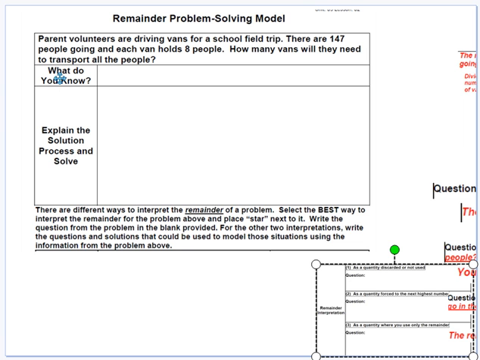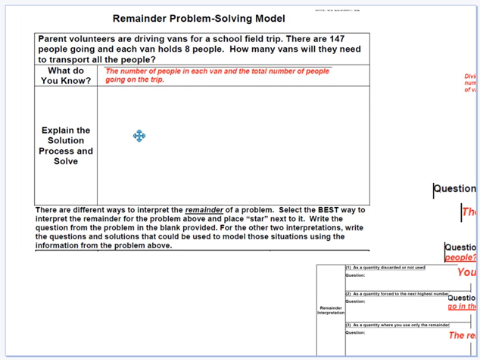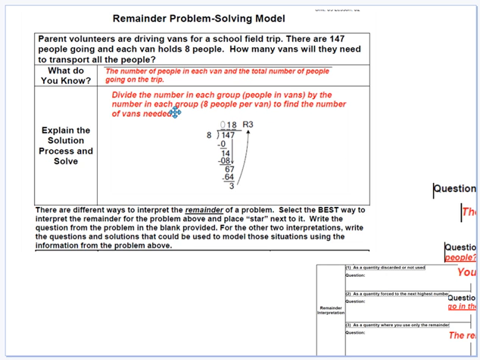So first thing that we should do is ask ourselves, what do we know? What does this problem give us? Well, we know the number of people in each van and the total number of people going on the trip. Then we need to explain the solution process and solve it. So we need to divide the number of people by the number in each group, or 8 people per van, to find the number of vans that we need. So we have 147 people going. We can put 8 people in each van, which means we need 18 vans, but then we have a remainder of 3. So now I need to ask myself, what does this remainder of 3 mean?